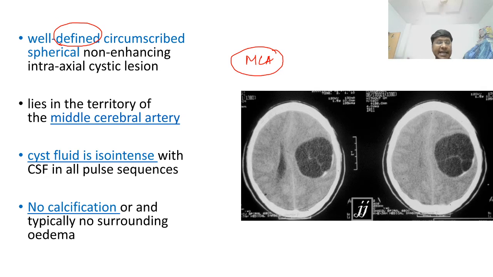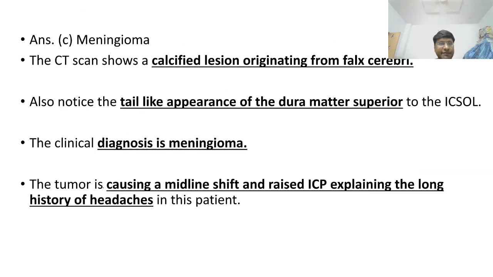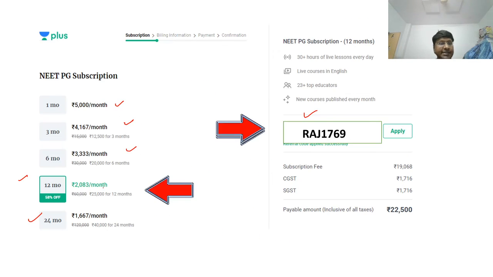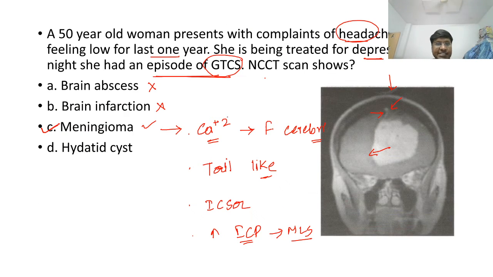One very important point which will differentiate hydatid cyst from meningioma is the calcification. In case of hydatid cyst, there is no calcification. But what we have learned in the meningioma is that there is presence of calcification. So that is the reason why this is not even your hydatid cyst.